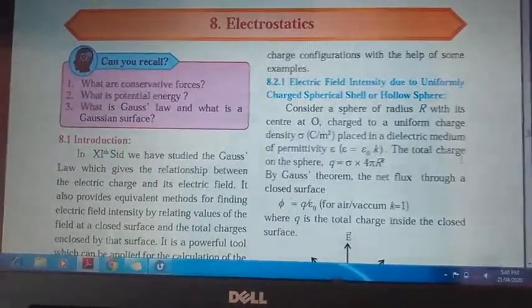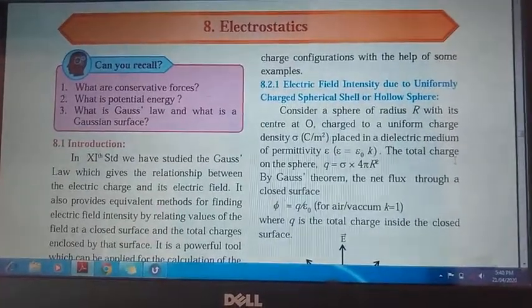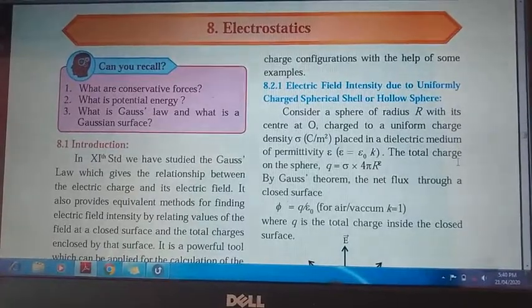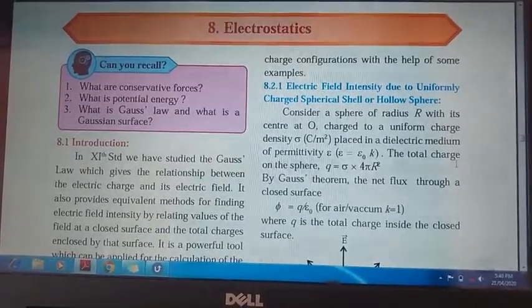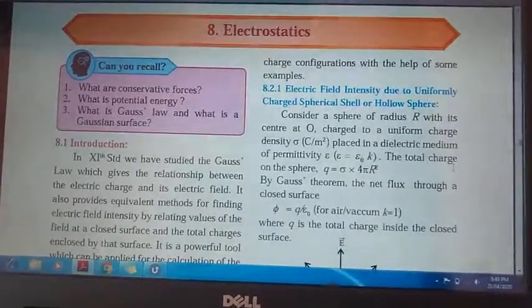What is electrostatics, what is Gauss law, and all the related things to electrostatics. Basically, electrostatics means the study of stationary charges and the various phenomena related to it. Static means stationary, so it is the study of stationary charges.